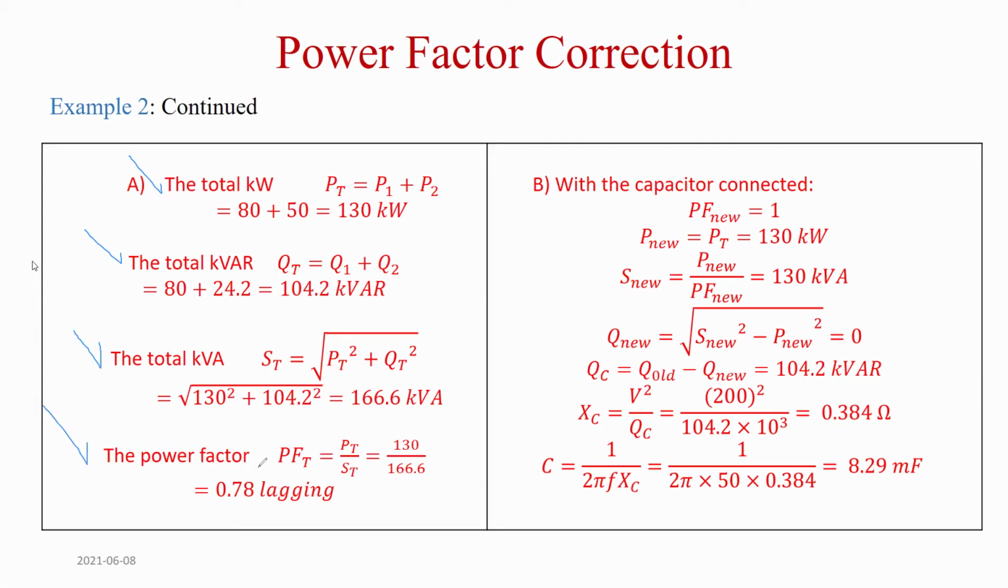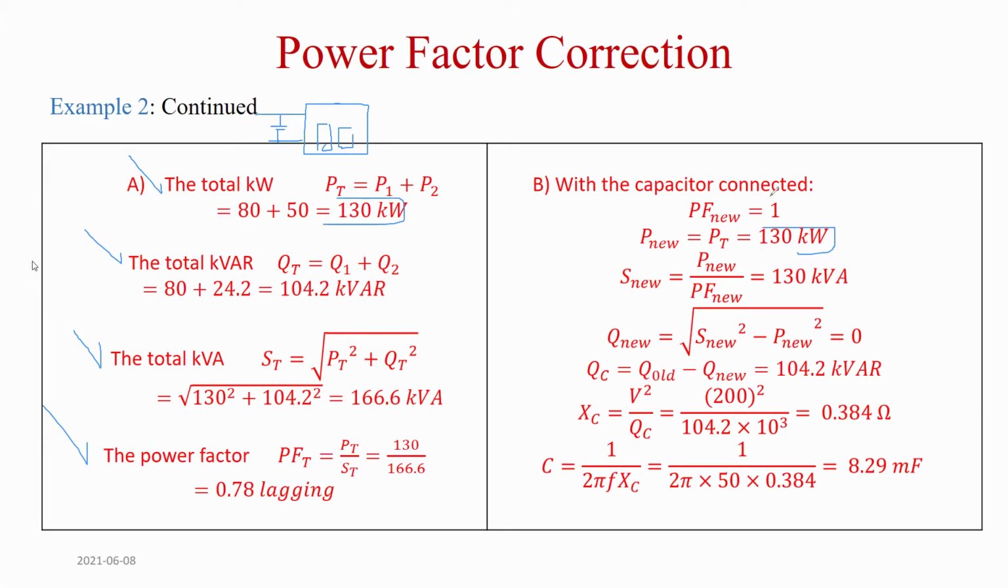This is the old system. Before, this is one load, combined load. Now when we connect the capacitor, this combined load is basically the two loads together. I combine them into one value. So when we add the capacitor, the P doesn't change, stays the same. So the new P equals the old P.